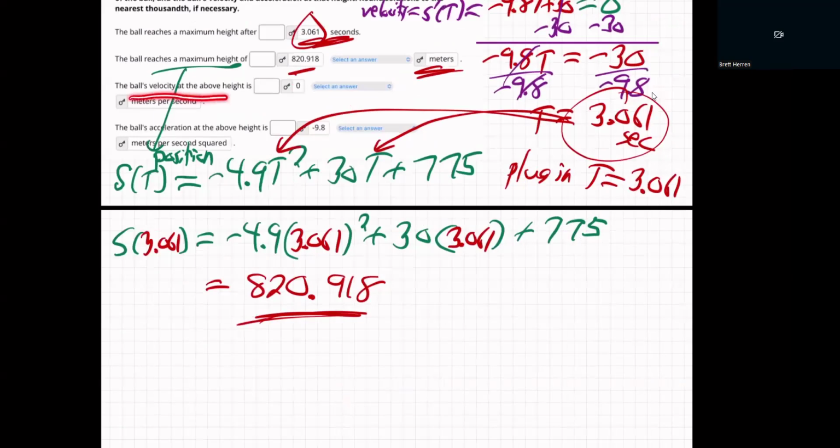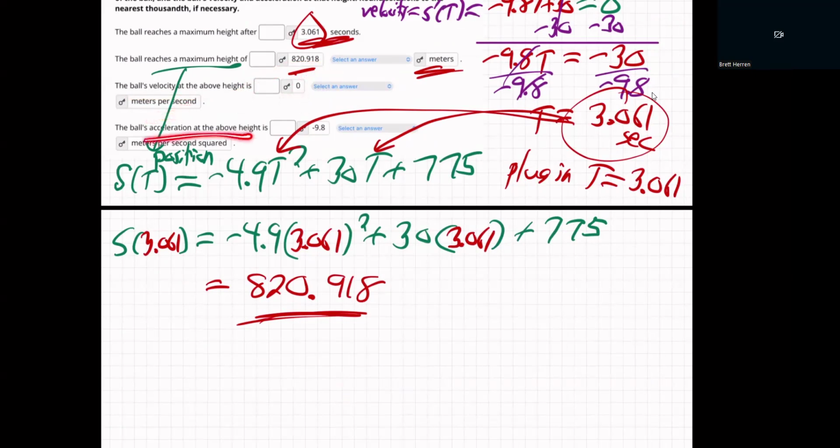Now, what's the ball's velocity at the above height? Well, it's going to be zero. At that very top spot, the velocity is zero, right? It freezes in space for just a split second. 0 meters per second, because velocity is always meters per second, or it's a distance per unit time.